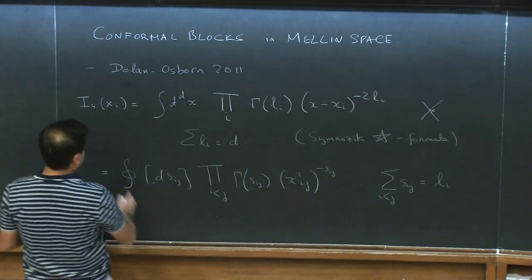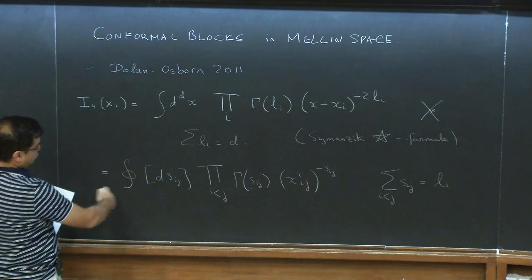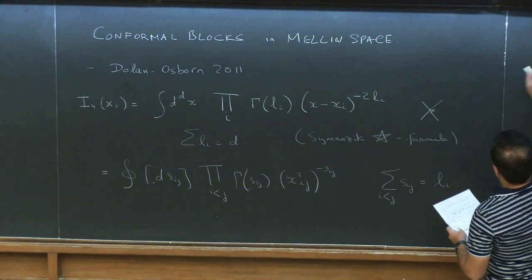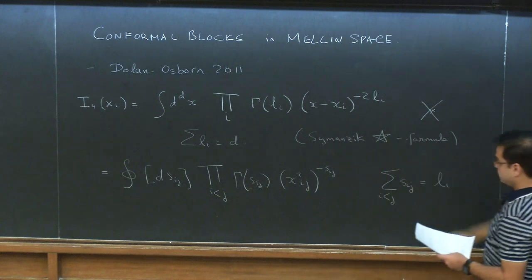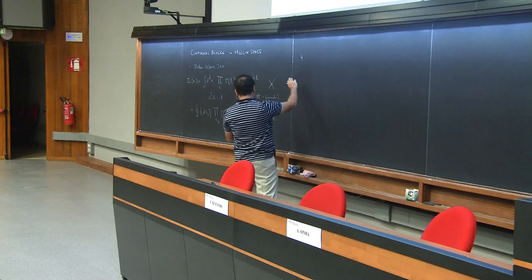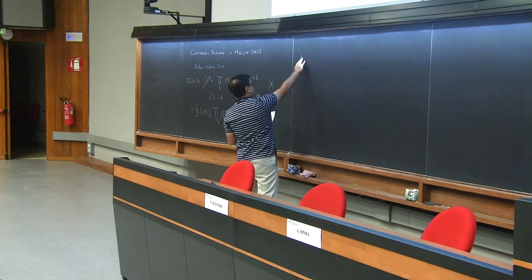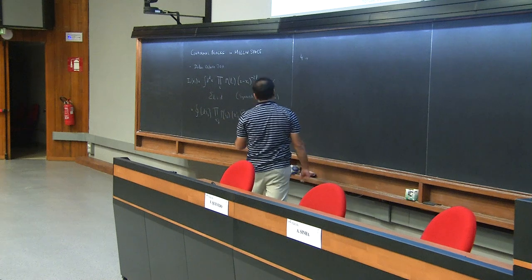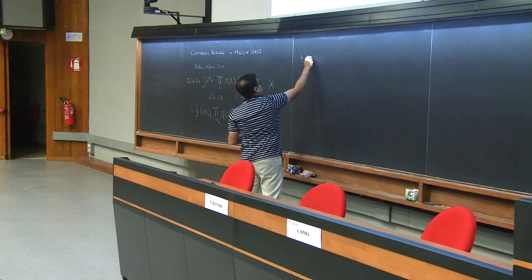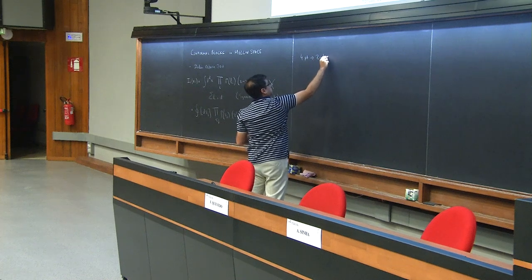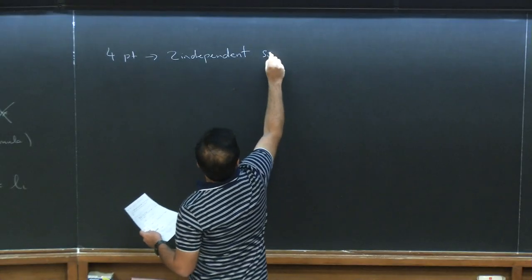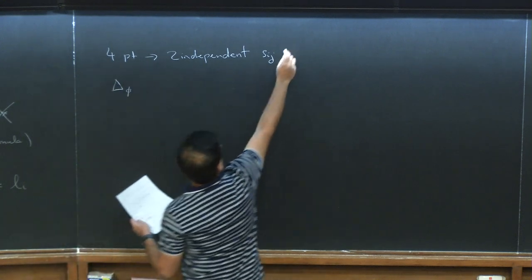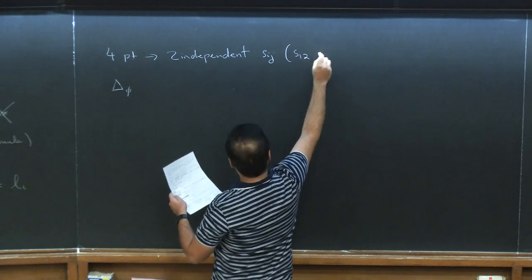For a four-point function, this is actually true for any n-point function, but for a four-point function, the number of independent S_ij's is 2. So this formula that I've written, I can run from 1 to n, it's completely general. But for a four-point function, there are 2 independent S_ij's, and these correspond to the fact that there are 2 independent cross ratios. And it's nicer to make a transformation. You can solve for them. So let's solve for S12 and S13.